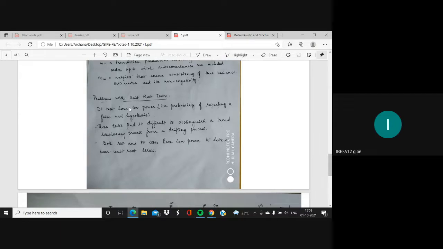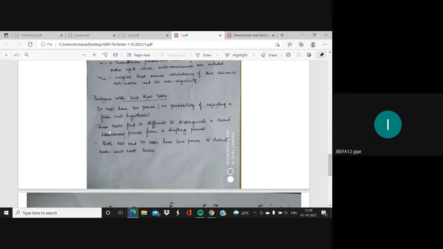Now, the problem with these unit root tests is that generally they have low power. By power, we mean the probability of rejecting a false null hypothesis. So how often will you be able to reject the null hypothesis that there's a unit root when the time series is actually stationary? Power is equal to 1 minus the probability of committing a type 2 error. So it's the probability of rejecting a false null hypothesis.